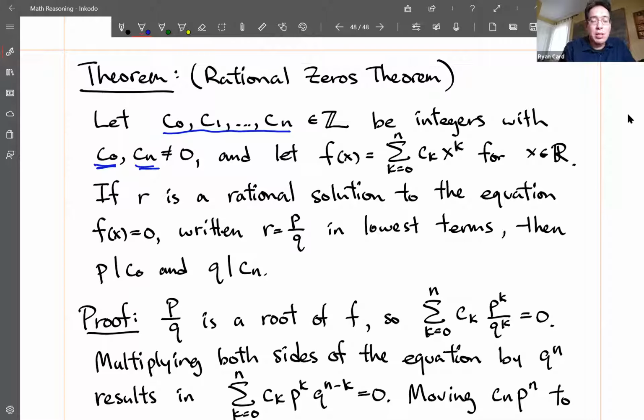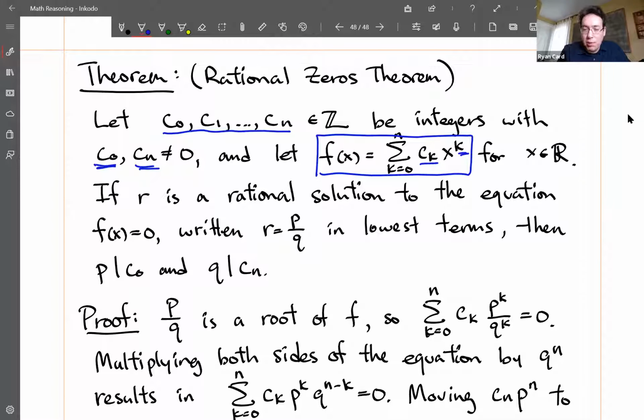And the leading coefficient is also non-zero. If the leading coefficient is equal to zero, then it's actually a lower degree polynomial, so it wouldn't make sense to talk about the Cn to begin with. You could just have a shorter list of coefficients. So let's say we write down a polynomial this way. C sub k corresponds to the integer coefficient of the kth order term in this polynomial.